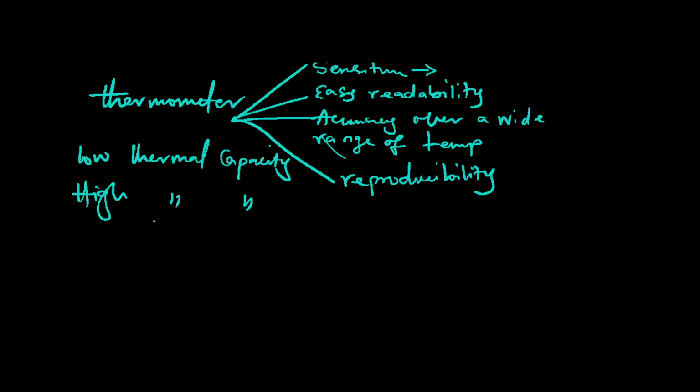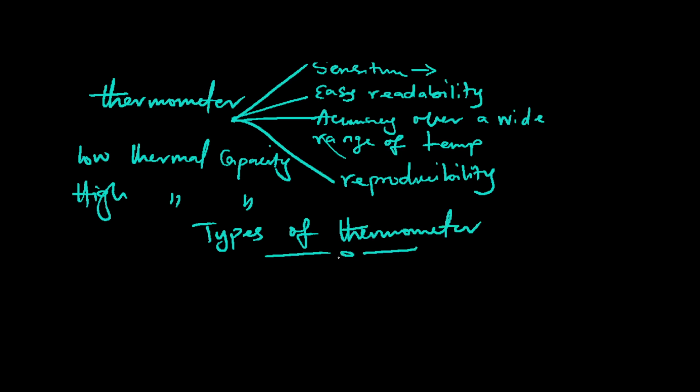So that's about the property of a thermometer, what we call the thermometric substance. With that, we now look at types of thermometer. When you talk about the types of thermometer, we have different types, and different types of thermometer have different thermometric substances. The very first one that we're going to consider is the liquid in glass thermometer.